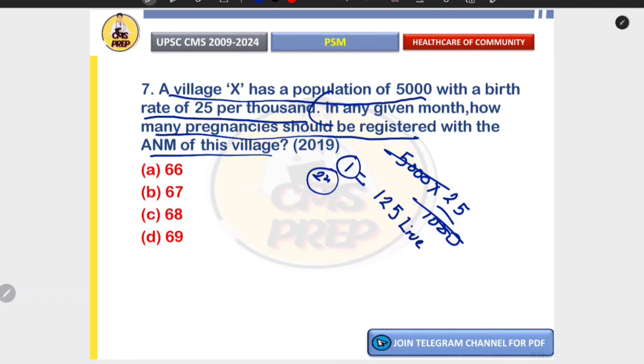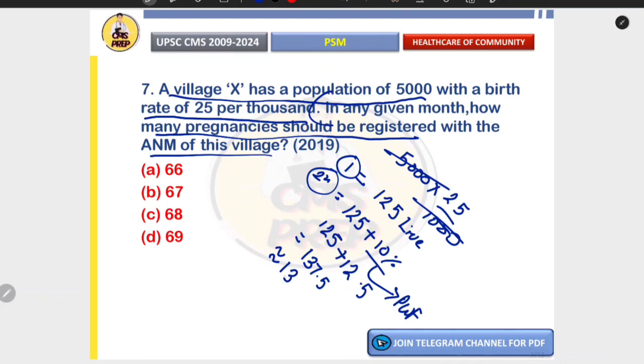Now in the second step we will calculate the total number of pregnancies. For that we have to add 10% of the live births. Why? Because this is the pregnancy wastage factor. So 10% of 125 is 12.5 and it comes out to be approximately 137.5, and we will take it as 138. So 138 pregnancies were there.